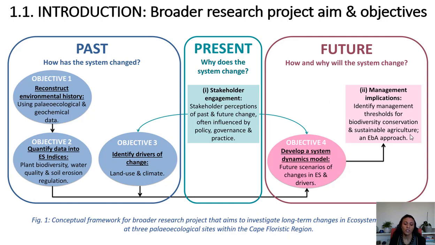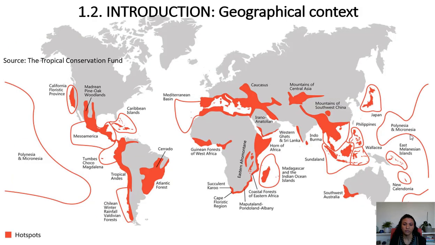The research paper I'll be presenting today is one of the chapters in my thesis, and the broad conceptual framework that I'm using for my PhD looks at a past, present, future link between ecosystem services and changes that affect ecosystem services such as land use and climate change. Basically, I'm using mixed methods which include paleoecology to tell us about the past and how things have changed, stakeholder engagement which gives us an understanding of why the system changes, and then system dynamics modeling as a way to understand how and why the system might change in the future.